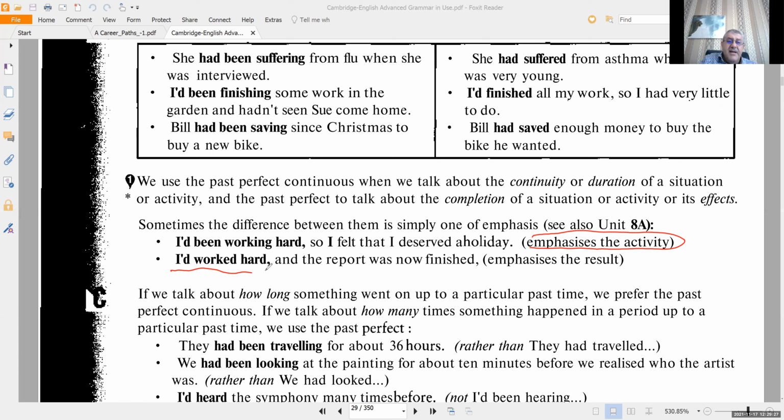I'd worked hard and the report was now finished. هنا I had worked hard، هنا emphasizes the result. إذا هنا يؤكد على النتيجة. I had worked hard and the report was now finished. اشتغلت بجد والآن التقرير جاهز.